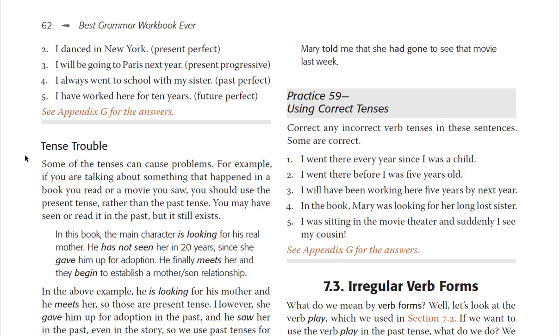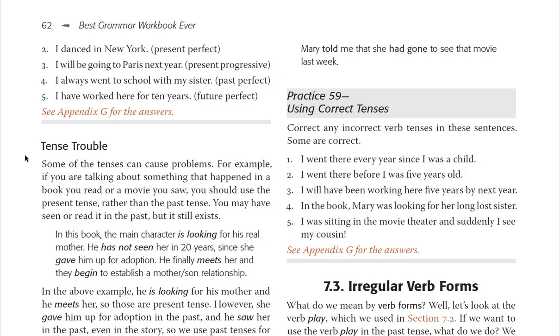Tense trouble. Some of the tenses can cause problems. For example, if you are talking about something that happened in a book you read or a movie you saw, you should use the present tense rather than the past tense. You may have seen it or read it in the past, but it still exists.